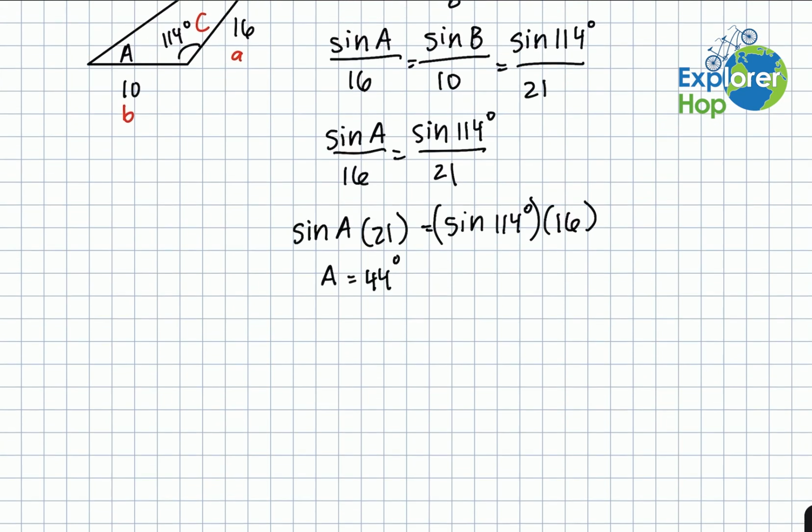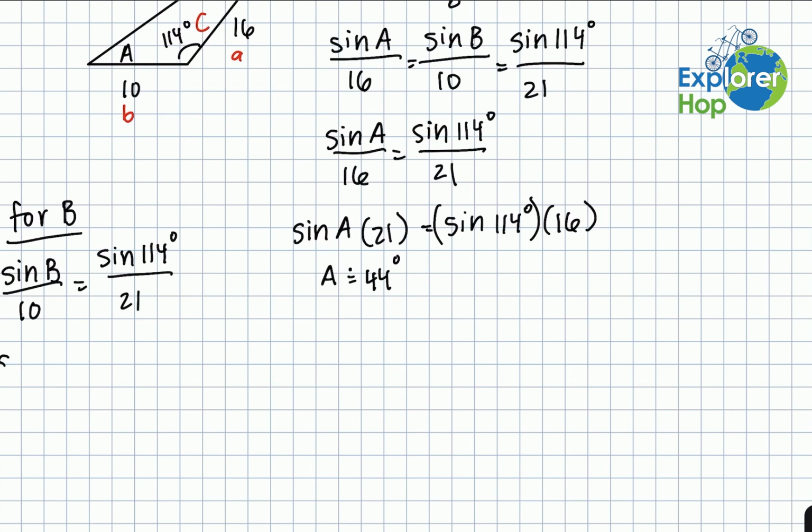Now that we have angle A, let's solve for angle B. Now remember, this is approximate. It would be 44 degrees, give or take a couple. So for angle B, we know from our work with angle A that sine of angle B divided by 10 is equivalent to the sine of 114 degrees divided by 21.